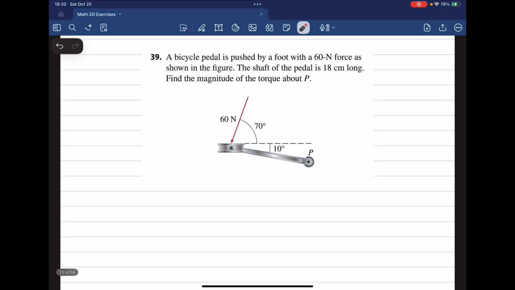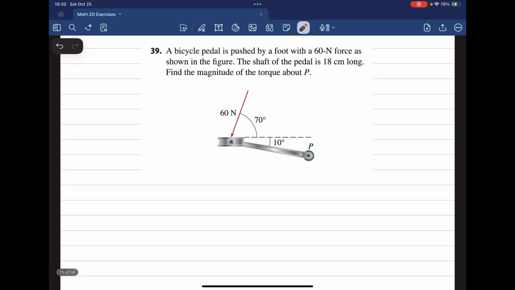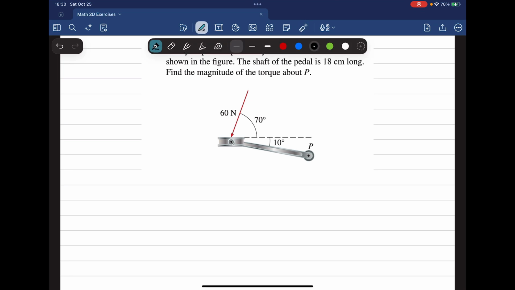So we have a torque problem. And you can see here's our point P. Here is the force that the foot is applying on the pedal of the bicycle. And they give us the angles between the force and this axis right here. So how do we start with a problem like this? Where do we begin?